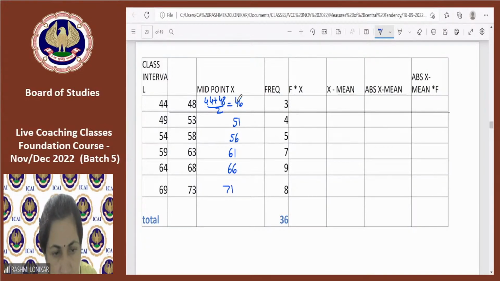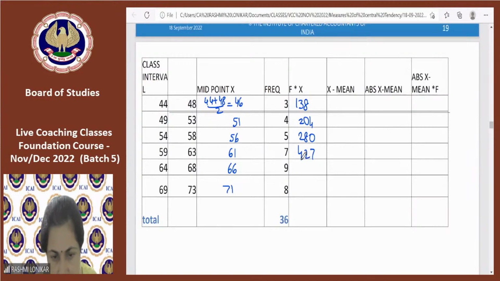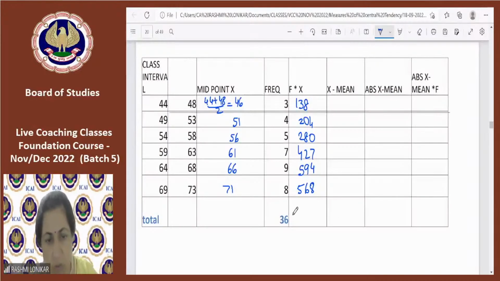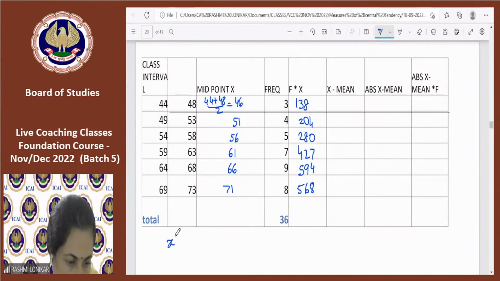Then I will use this frequency into midpoint. So this column I will fill. 46 into 3 will be equal to 138. Then this will be 204. This will be equal to 280. This is 427. 9 will be 54 plus 5, 594. And this will be equal to 568. Okay, and then you will add, and then you will get the value of x bar.